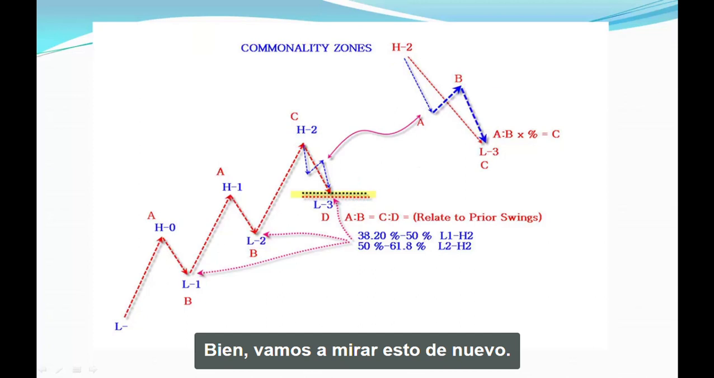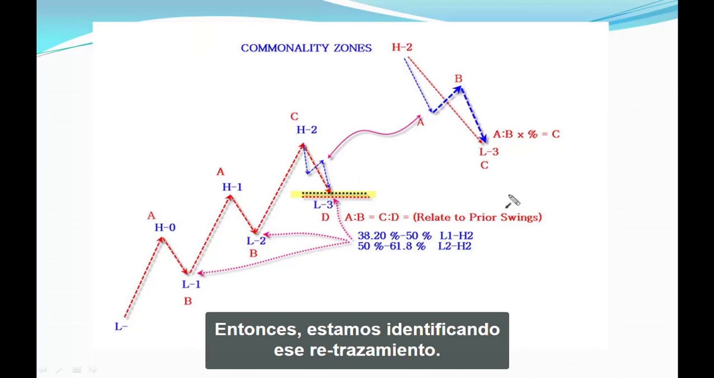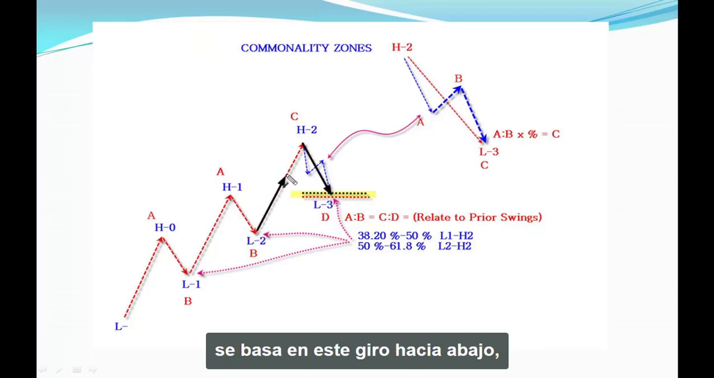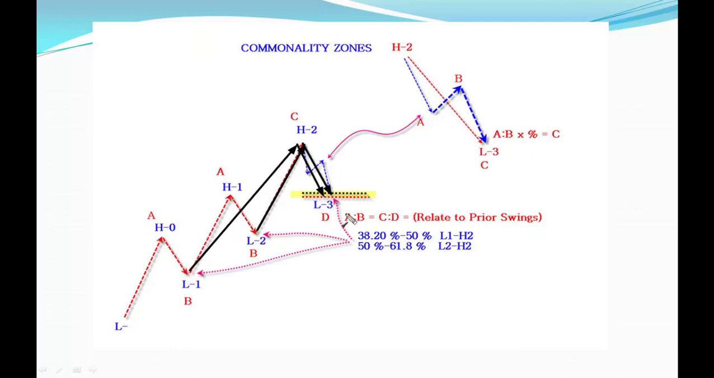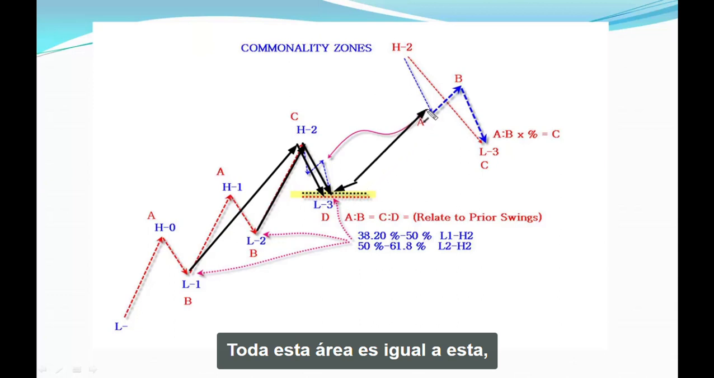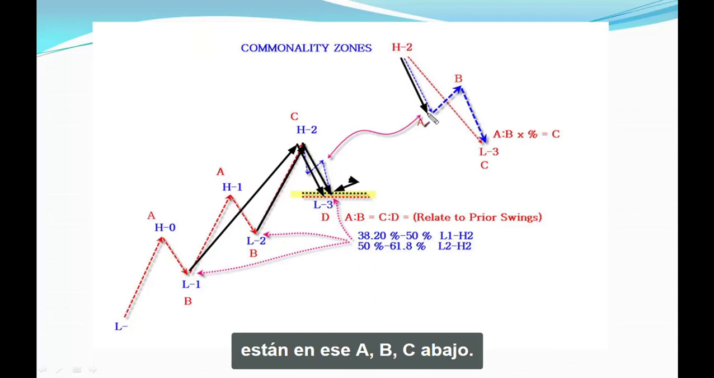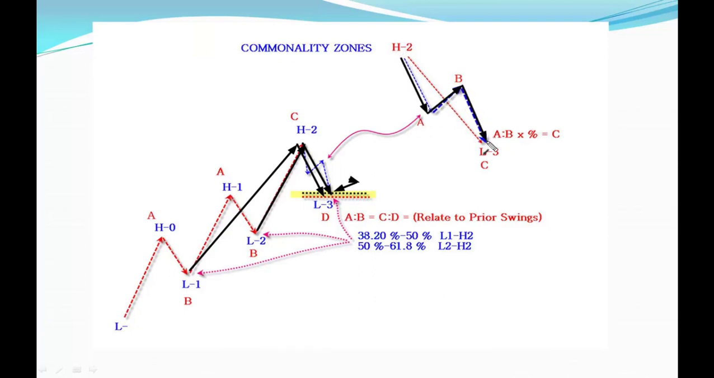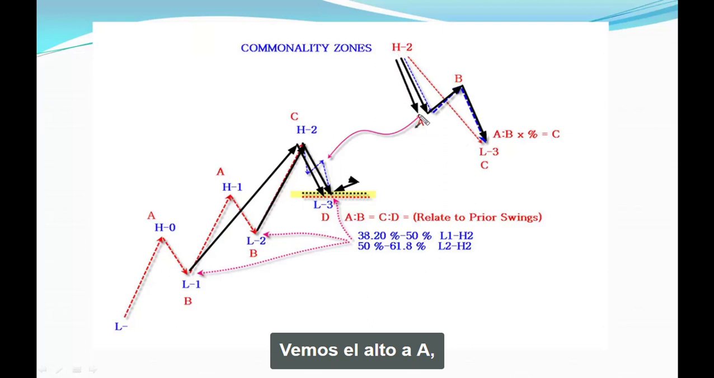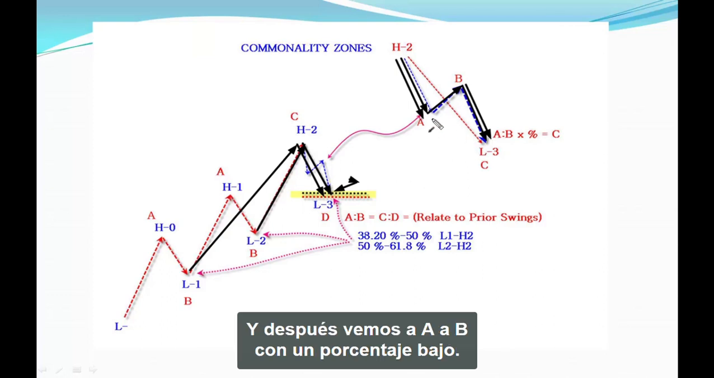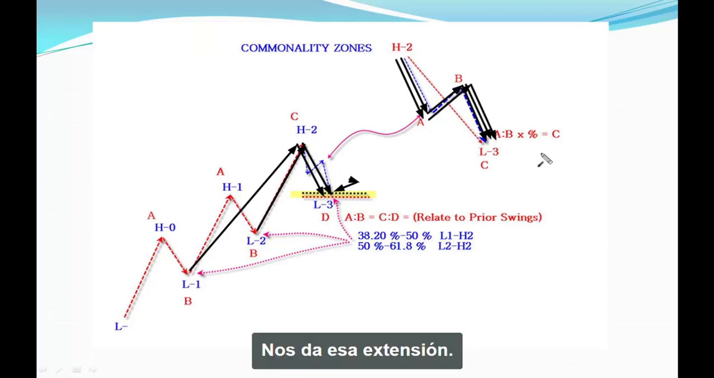All right, so let's look at this again. We're identifying that retracement. We know that the last swing down is based on this swing down and this swing down, right? This whole area is the same as this. And the two things we look at on that retracement, on that A, B, C down, we look at the high to A and from B to C as that projection. And then we look at A to B with the percentage down, which gives us that extension.